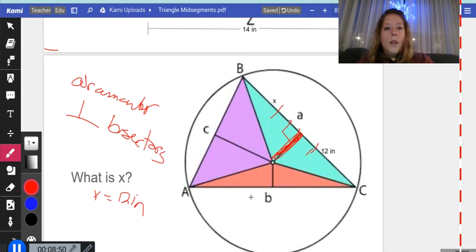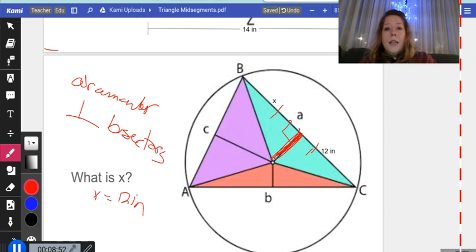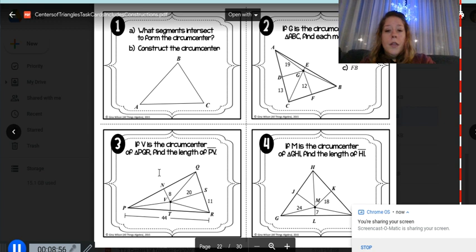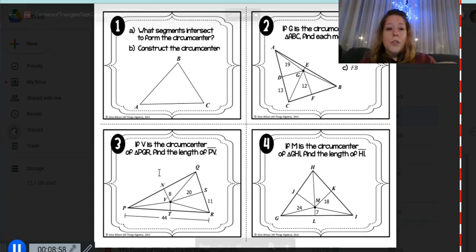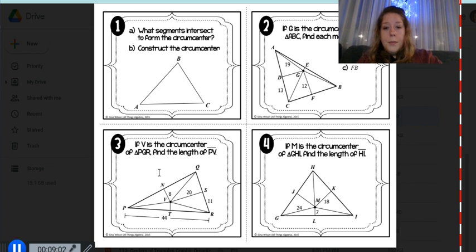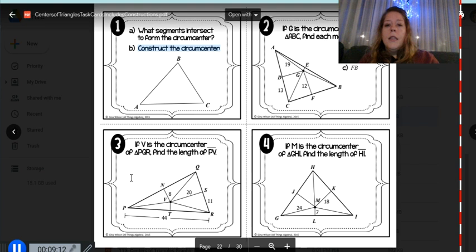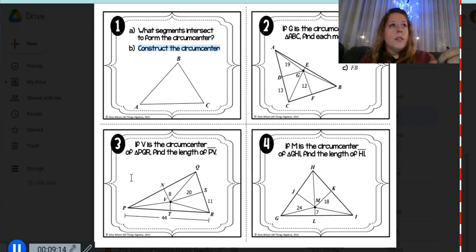Okay. So your next thing is going to be these task cards. It's like a modified version of a worksheet. You are free to write on this because it's going to be in a Kami document. And anywhere that says construct, for example this 1B, we've already done that, so I'm going to take those off. So you're going to write on this, and then you're going to plop your answers into a Google form.